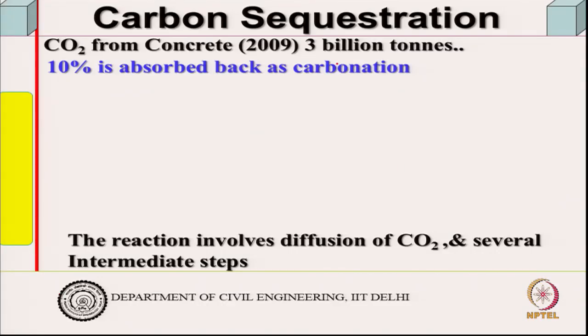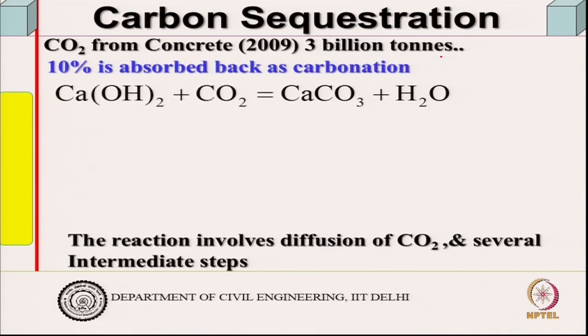Carbon dioxide from concrete: 3 billion tons, 10% is absorbed back as carbonation over a short period of time. In 2009, the world produced 3 billion tons, and 10%, because as I said, calcium hydroxide in the cement will absorb carbon dioxide in presence of water and form this.